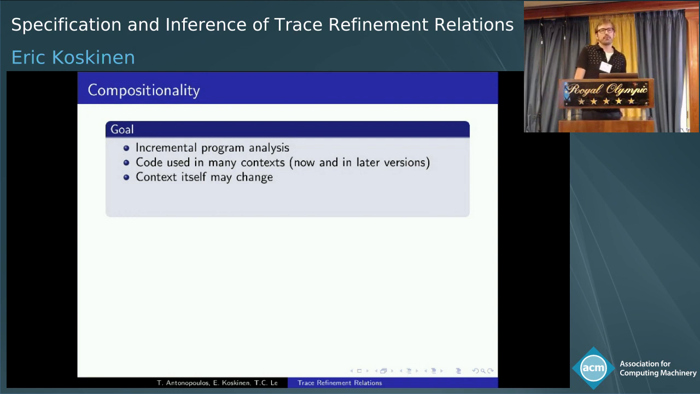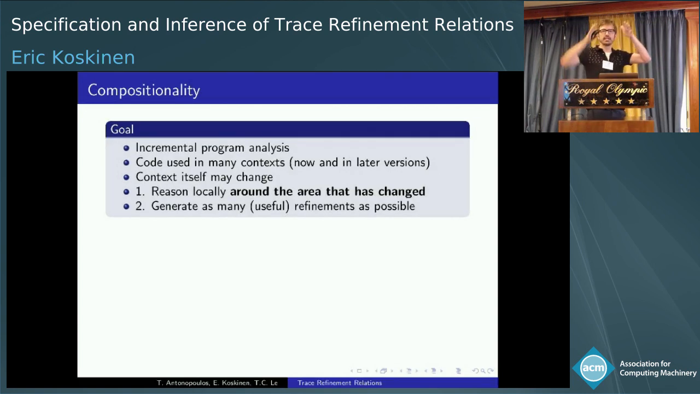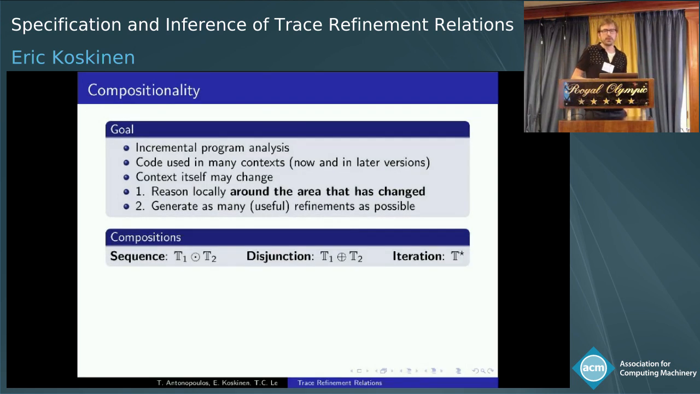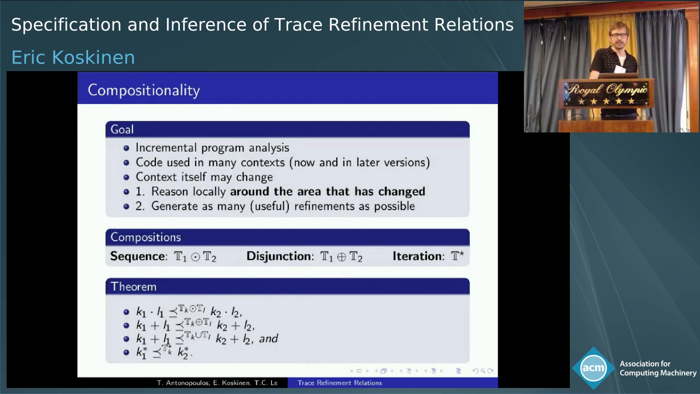So this theory that we've come up with is also compositional. I won't have time to go into the details, but this will enable, ultimately we hope, an incremental program analysis. So you can reuse a refinement relation in many different contexts. And the goal is to be able to reason locally around the area where the program has been edited. So in the paper, you'll see the different notions of composition as well as corresponding theorems for them.